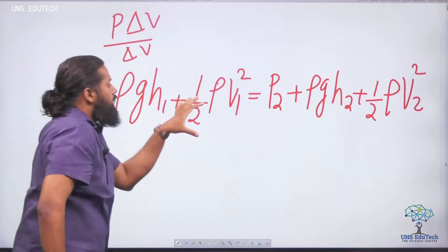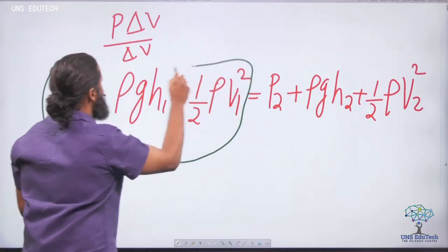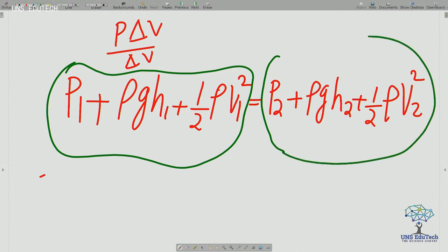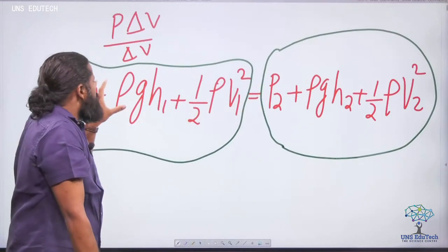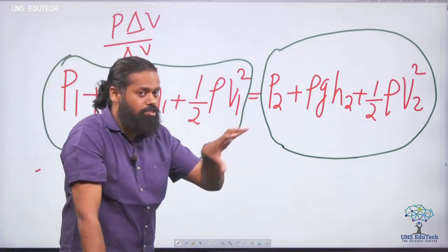So whichever section we consider in the beginning should be equal to the second. Adding up the pressure energy per unit volume, the gravitational energy and the kinetic energy per unit volume, we get the same quantity. These two quantities are equal, which means the sum of these three components will remain constant.